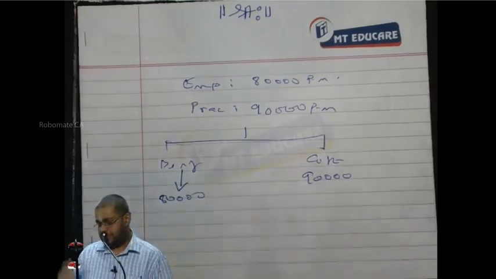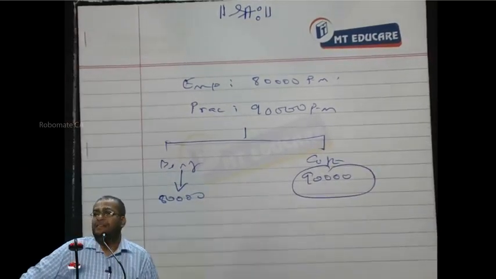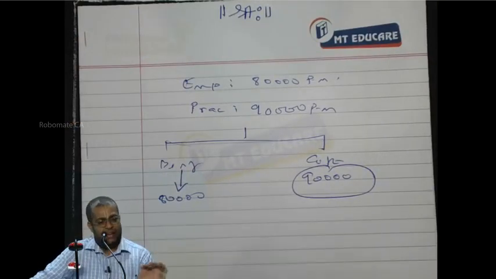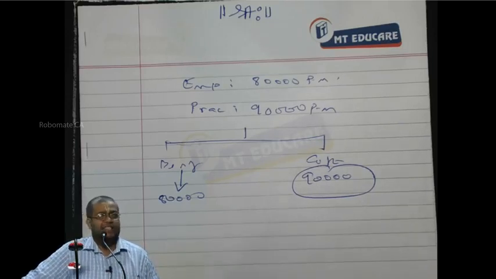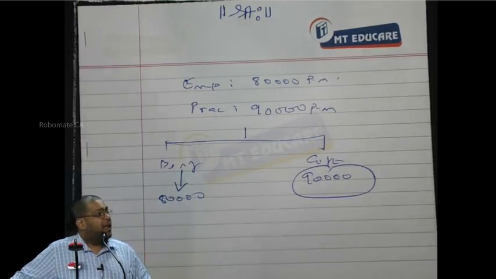Yes or no? My question is this: is the 90,000 an expense? Am I paying anybody 90,000? Am I giving a check to anybody for 90,000 or not? Is it a salary paid, rent paid? Is it an expense or not? No, it is not at all an expense.